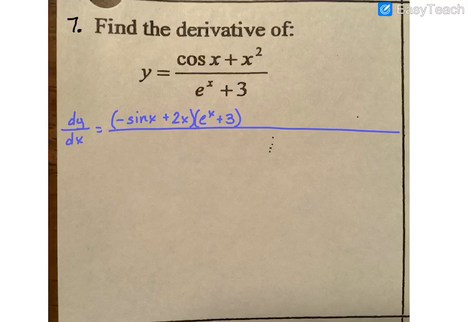And then I'm going to say minus. And now we're going to reverse our situation. So now it's the derivative of the denominator. So derivative of e to the x plus 3. Well, derivative of e to the x stays e to the x. Derivative of a constant 3 is 0. So it's just e to the x. And then times the numerator as is. So I'm going to put in parentheses, so times cosine x plus x squared. All over the denominator squared. So all over e to the x plus 3 quantity squared.